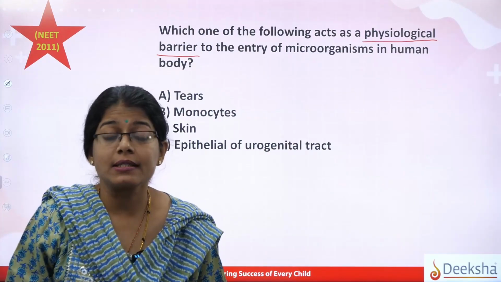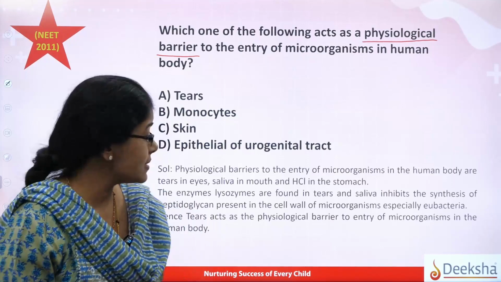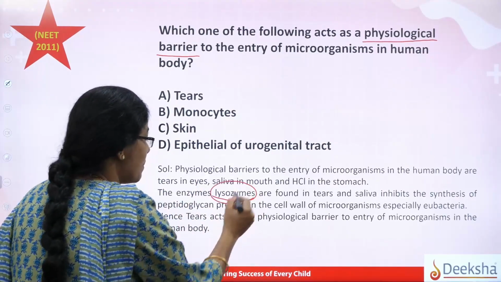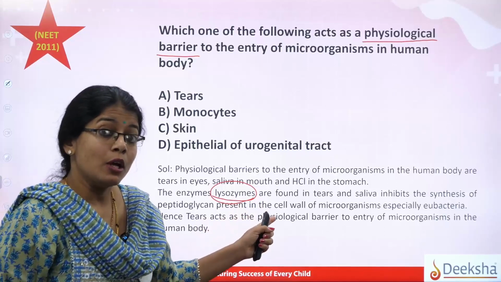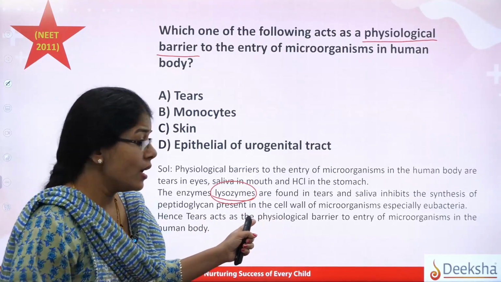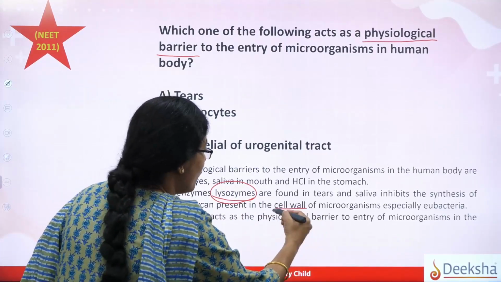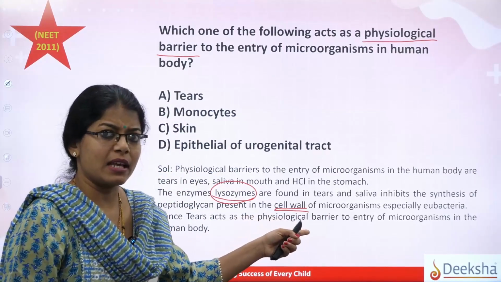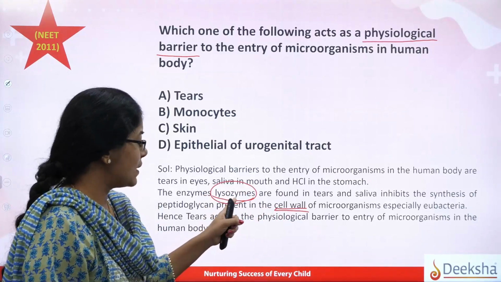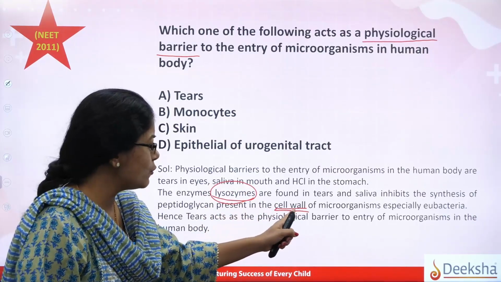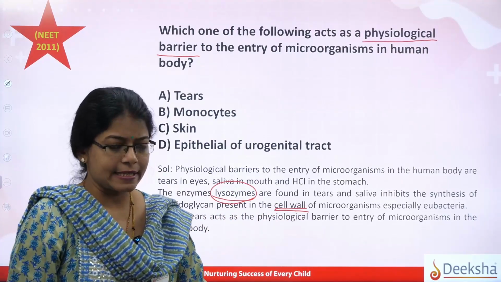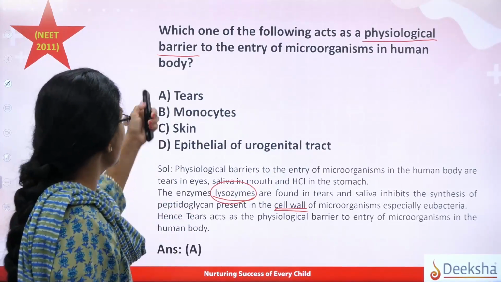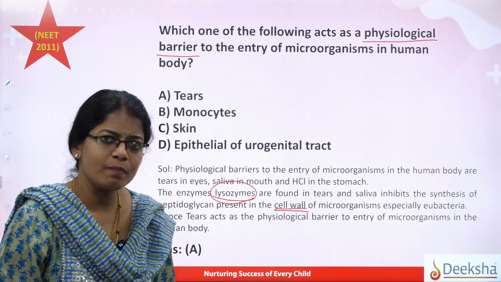Tears actually are found to have the enzyme lysozyme. Yes, so these lysozymes basically have the ability to kill or destroy the cell wall of the organism, which is actually a very important aspect of the bacteria. So the tears, which have the lysozyme, will try to kill the cell wall, and according to you the answer would be what? Having the physiological role, that is going to be the tears, option A.